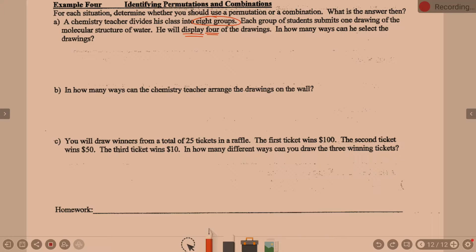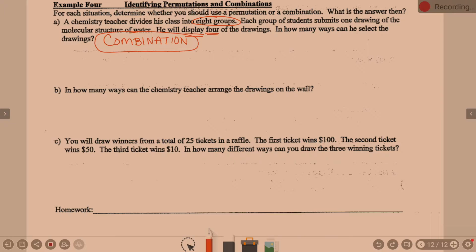What are your thoughts? Combination. Why? Does it matter which drawing he picks first? No, it just matters that your drawing gets selected, yes? And so, for that reason, this is a combination. It's not like he's placing them first, second, and third. It's just picking 4 items. That falls into the combination category.